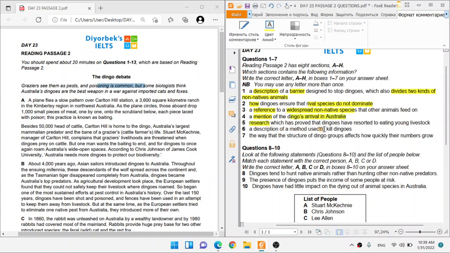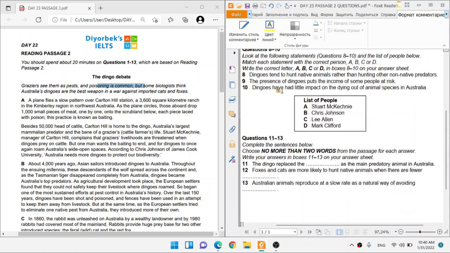Research which has proved dingoes have resorted to eating young livestock. Resort to is like when you resort to doing something, that's your last option. A description of a method used to kill dingoes. The way that the structure of dingo groups affects how quickly their numbers grow. All right. And then we have three people.